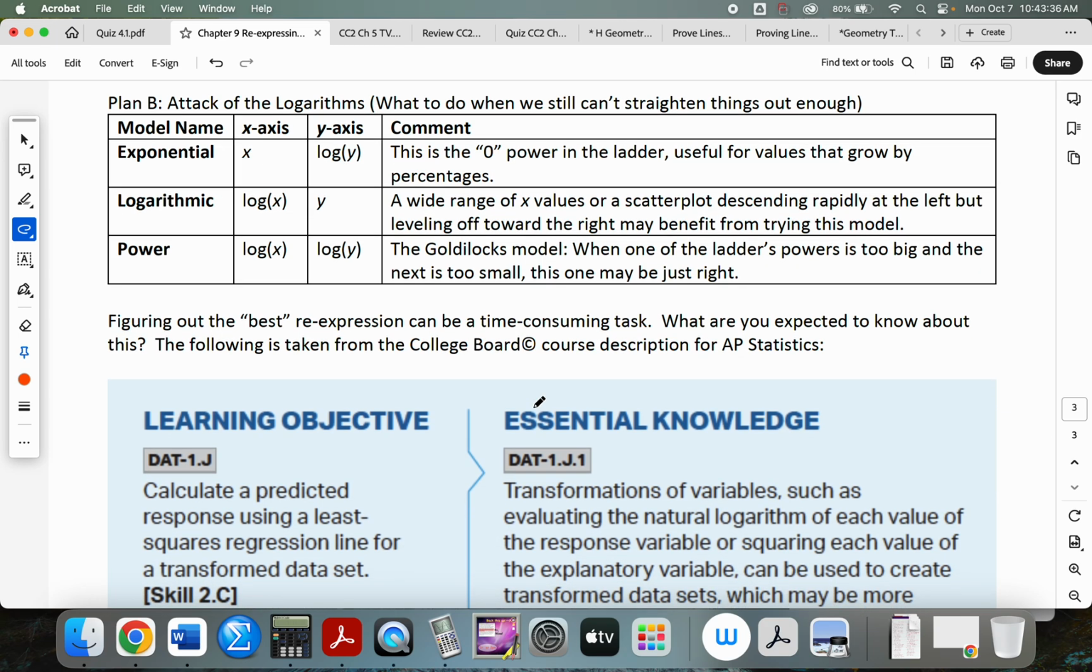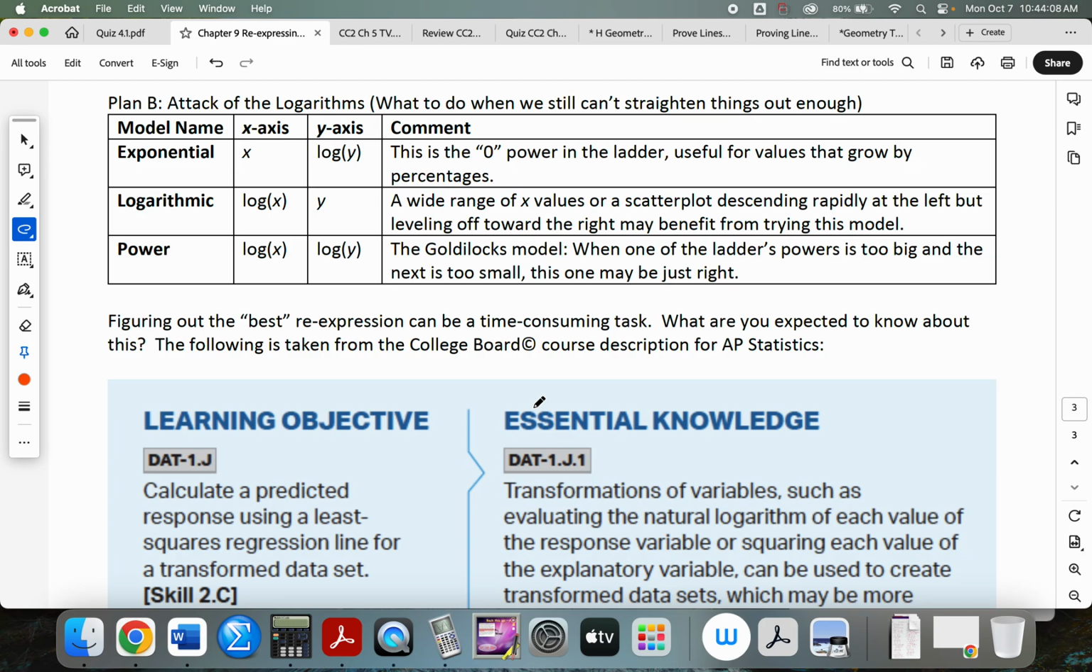Sometimes you have to fall back on plan B, when none of those straighten things out enough. And you can see where I'm talking about, you kind of guess, and then it can be a really long process if you guess wrong the first time. You're like, okay, I'm four attempts into this now, and it still isn't particularly straight. Yeah, at that point, might make us move on. Yeah, and this is why they don't ask it on the AP exam, honestly.